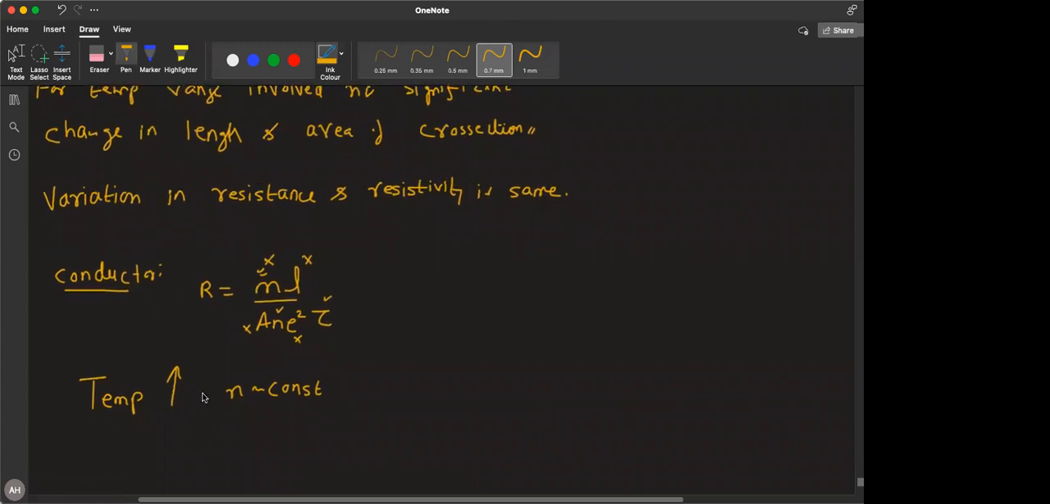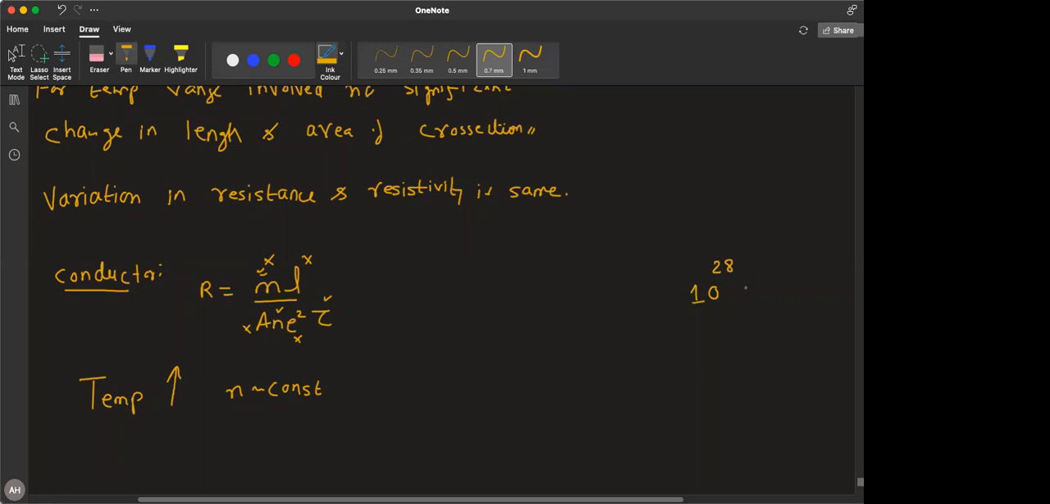So when I increase temperature in a conductor, the number of free electrons will not change. It will remain almost constant. The reason is conductors have a lot of free electrons, like trillions of free electrons. When you change temperature, some new electrons may be released, but it won't be a significant change. Say in a conductor you have 10 raised to the power 28 free electrons. This is the order of free electrons in a conductor.